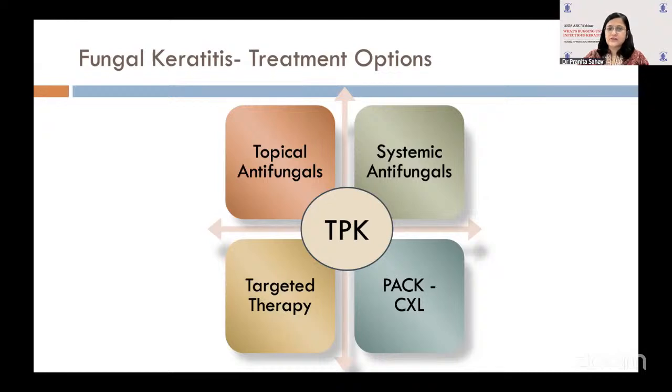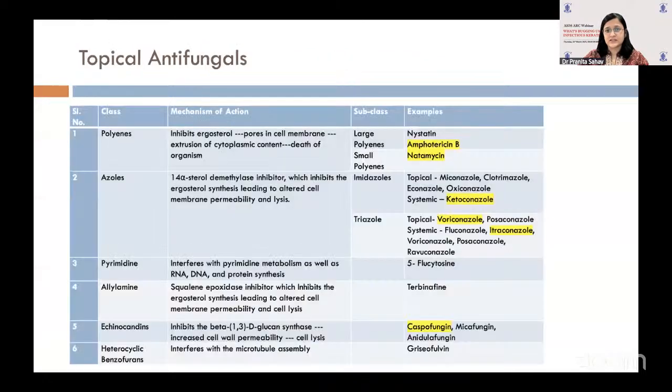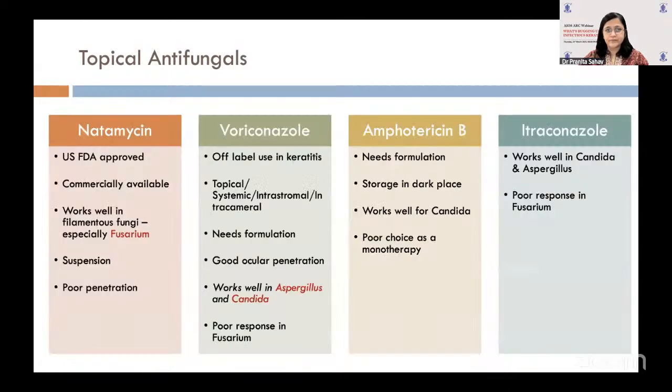The various options when you manage these patients include topical and systemic antifungals, targeted therapy, PACK-CXL, and when nothing works, therapeutic penetrating keratoplasty is the last resort. Among topical antifungals, various drugs are available, but the most common ones that we use are amphotericin B, natamycin, and voriconazole topically, and systemically ketoconazole and voriconazole.